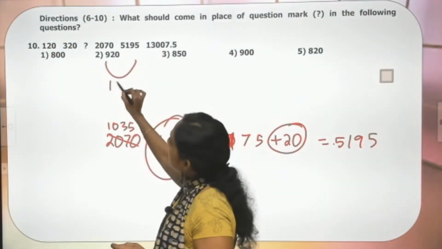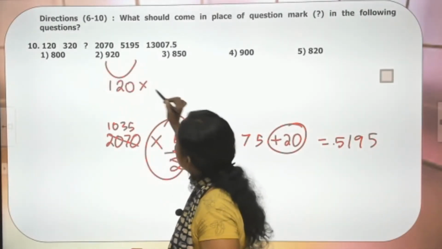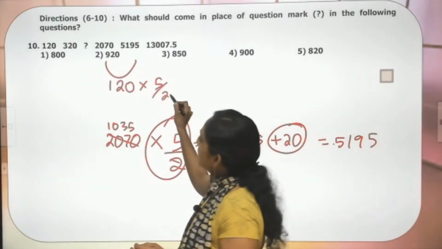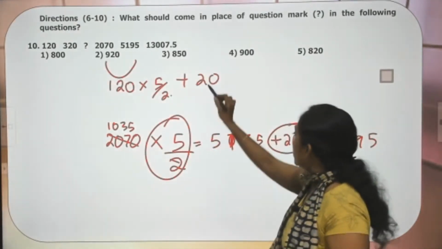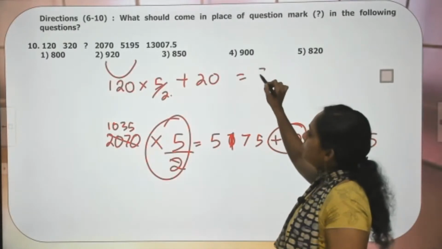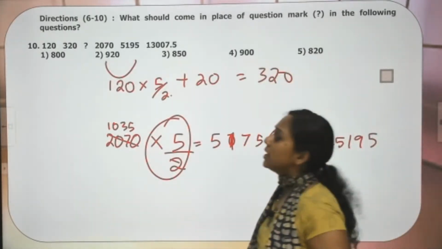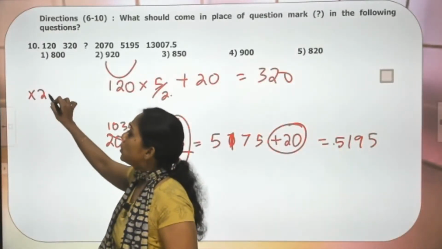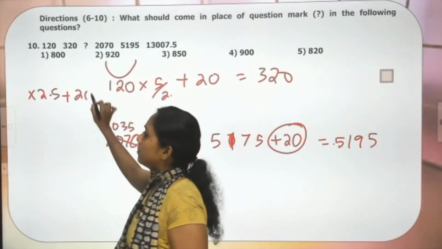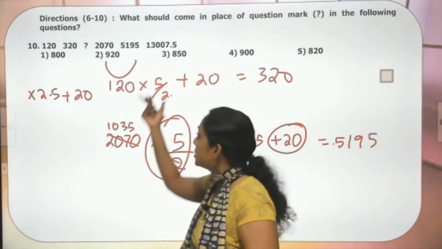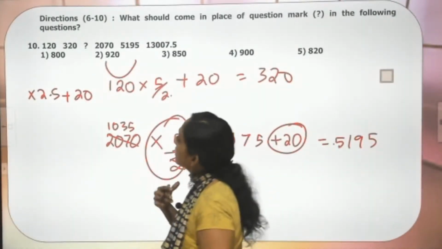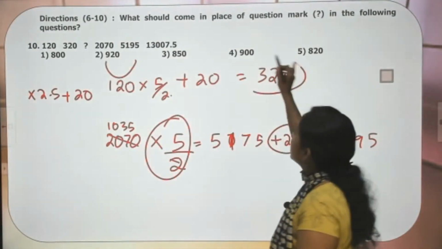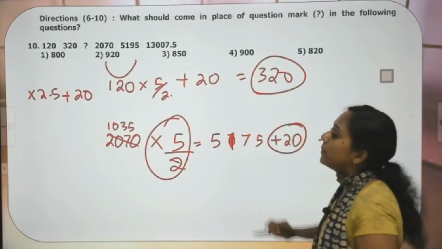Okay, so next is 120 into 5 by 2, means that is 60 into 5, 300 plus 20, see, into 5 by 2 plus 20 will give you 320. So throughout the series, what's your relation? Into 2.5 plus 20. This 2.5 I have expressed as 5 by 2 so that I can easily cancel it. Okay, so next step will give you the answer, 320 into 5 by 2.